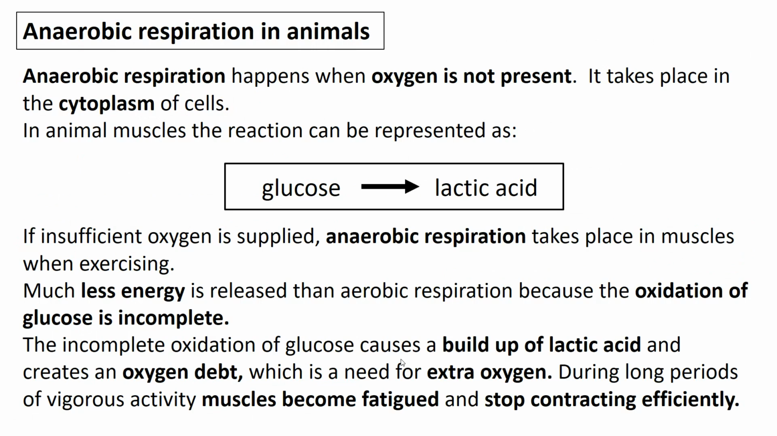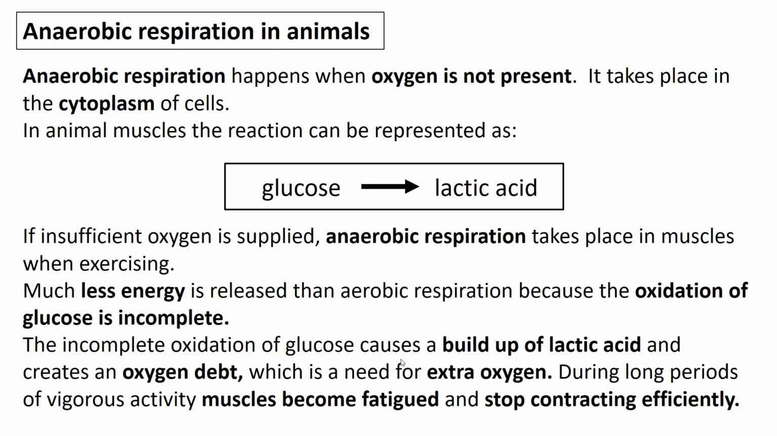Anaerobic respiration happens when oxygen is not present. And this doesn't take place in mitochondria, it takes place in the cytoplasm of cells. In animal muscles, in particular, you'll need anaerobic respiration to keep those energy requirements going when you exercise and things like that. So the reaction, which is anaerobic respiration, taking place in the cytoplasm of muscle cells, would be glucose is converted to lactic acid. You don't need to know the formula for the lactic acid molecule.